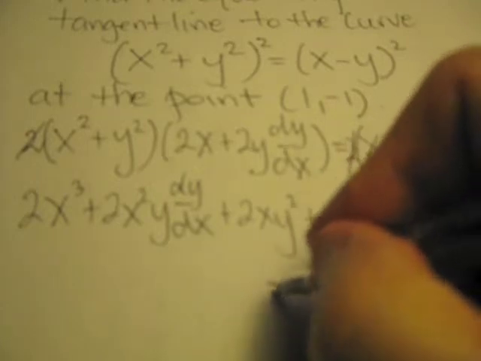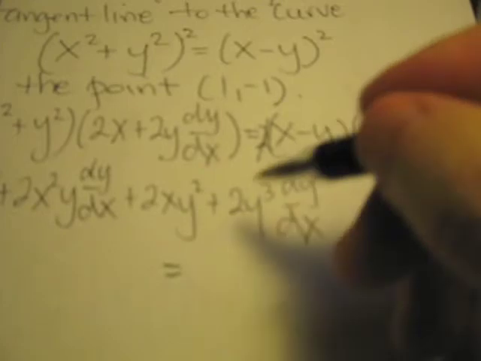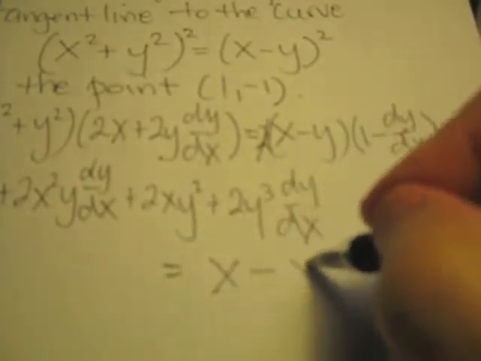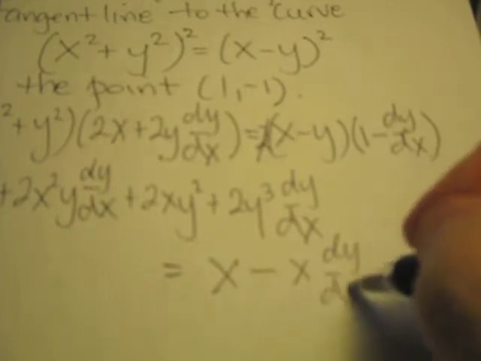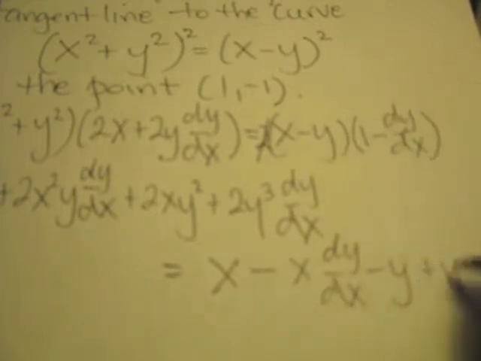Now this will be equal to the right side, which is going to be equal to x minus x dy on dx minus y plus y dy on dx.